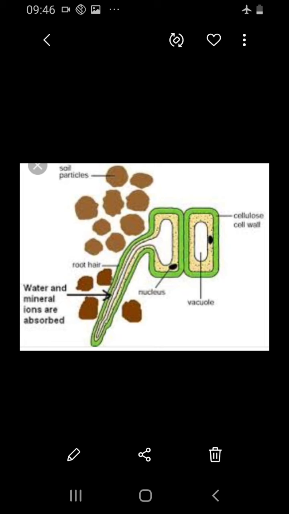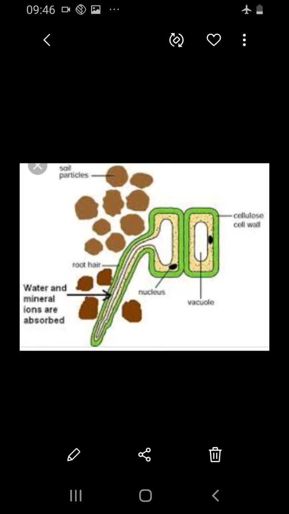Therefore it moves with the help of energy. The needed energy is supplied in the cytoplasm of the epidermal cells in the form of ATP. ATP means adenosine triphosphate. When the phosphate is released or broken down, it gives us energy for the movement of water from the root hairs to the inner parts.